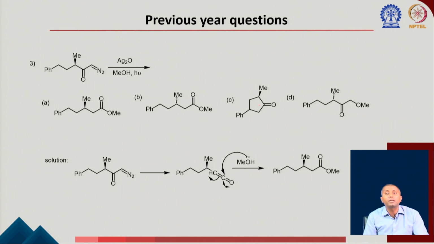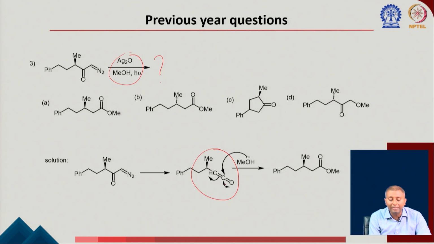So in the next question I am going to talk about a reaction here. You can see, using silver oxide and methanol, what is going to be your product? So let's try to understand. Once you have silver oxide, I think we already talked about this, it is going to form a ketene intermediate. When I was talking about the Wolff rearrangement and the Arndt-Eistert ester synthesis, if you remember, I said that you are going to generate a ketene intermediate in the presence of silver oxide and h nu.